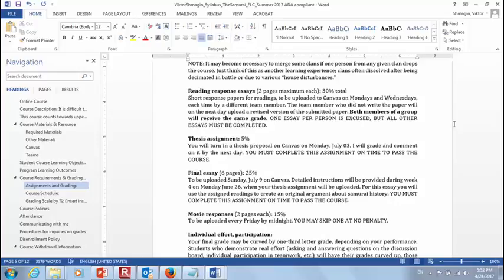You will also have a thesis assignment, 5% of your grade, but you must complete it in order to pass the course and in a timely fashion. You will turn in a thesis proposal on Canvas on Monday, July the 3rd. I will grade and comment on it by the next day. This is for your final paper. So you will need to already know what you're writing about by July 3rd, and then on July 9th, you will upload the final paper.